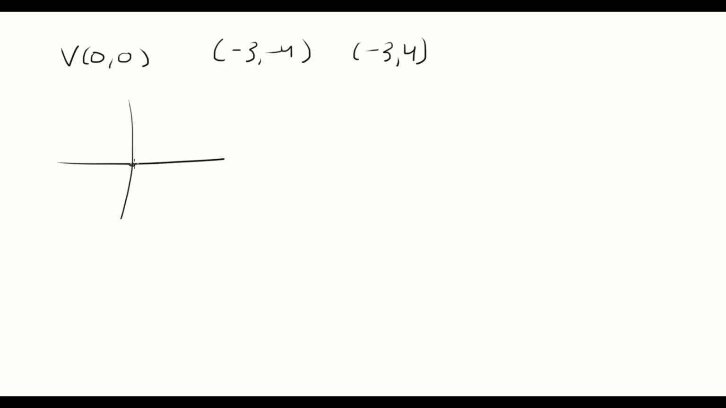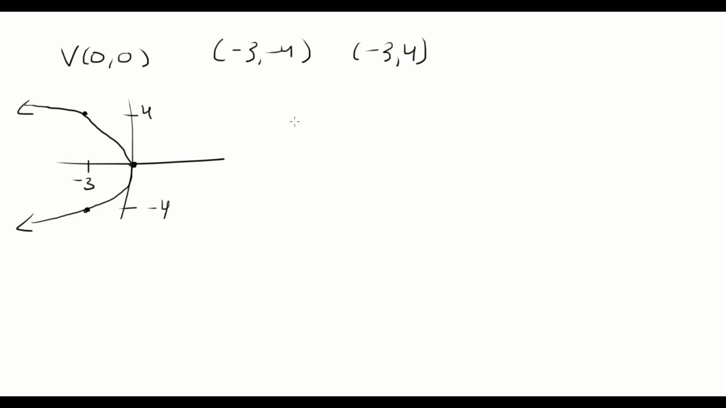Moving on to number 20, we have the vertex again at 0, 0. It contains the points negative 3, negative 4, and negative 3, 4. So we want to find the equation again. So let's graph this. This one we only have one option really. There's no other parabola that will go through these 2 points. So we just need to figure out what it is.